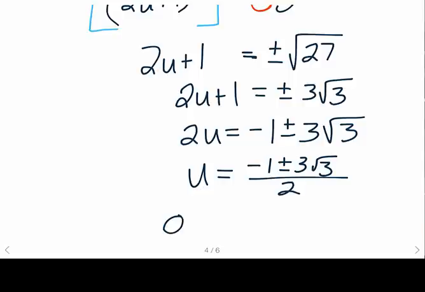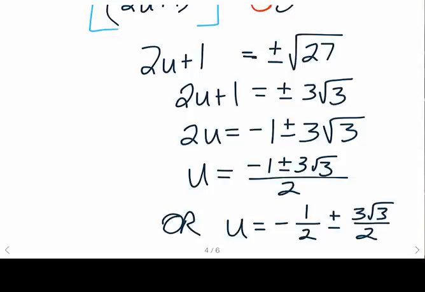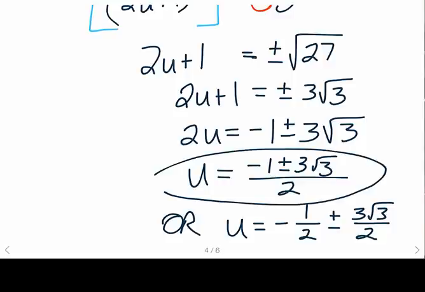If you really wanted to, you could split this up into two fractions. You'd have u equals -1/2 plus or minus 3 times the square root of 3 over 2. Notice each term needs its own denominator of 2. Either of these would be correct. I'm just going to go ahead and circle the first one and be content with that.